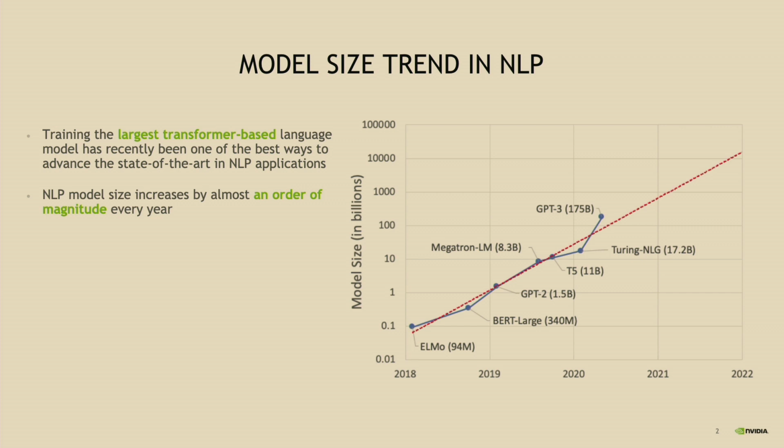Here, I am showing a plot of model size over time. As you can see, the growth has been exponential, meaning that the model size has increased by almost an order of magnitude every year. Extrapolating the current trend, by next year, the researchers will be training models close to 1 trillion parameters.